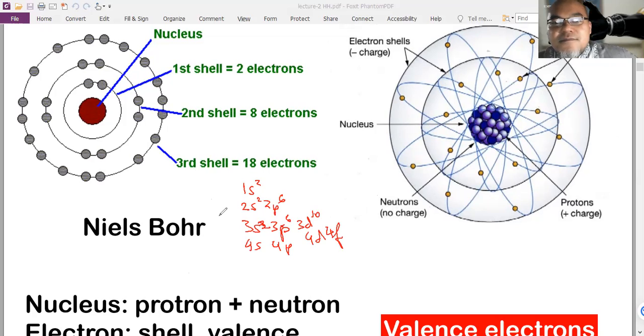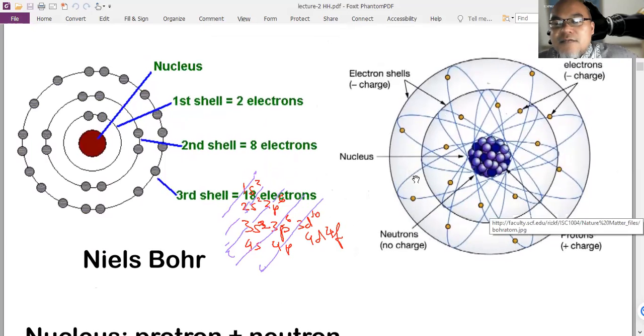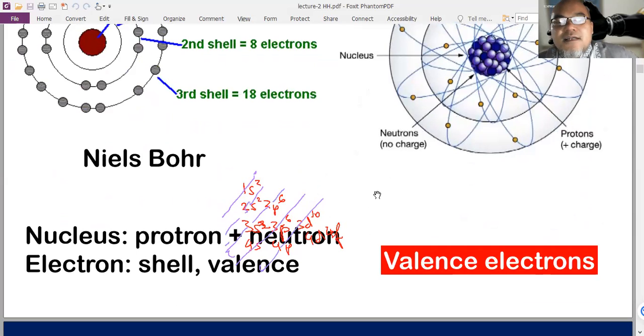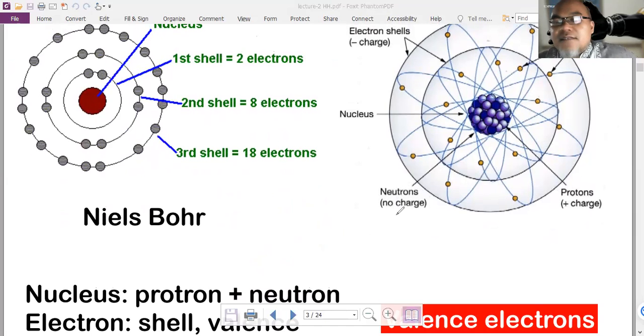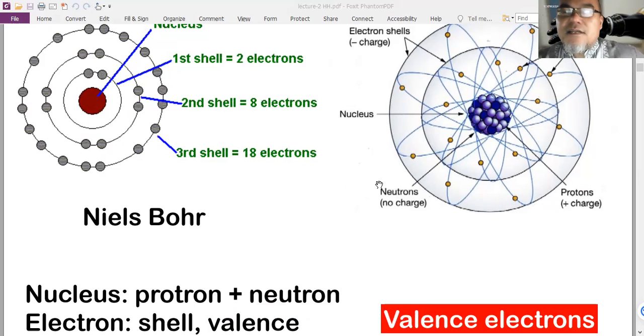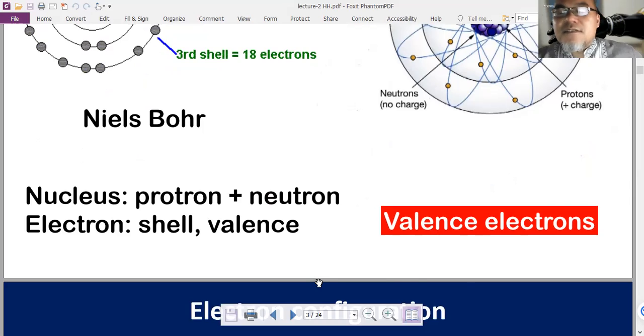And usually the filling order is from 1s, then goes to 2s, afterwards 2p and 3s, like this. Remember from chemistry. So this is what is inside the atom itself: the neutrons, the protons and the electron shells. The electrons that are located in the outermost shell become the valence electrons. The valence electrons, in the outermost shell, are responsible for bonding with other atoms, as well as bonding with other molecules. So this is important. The valence electron is important.